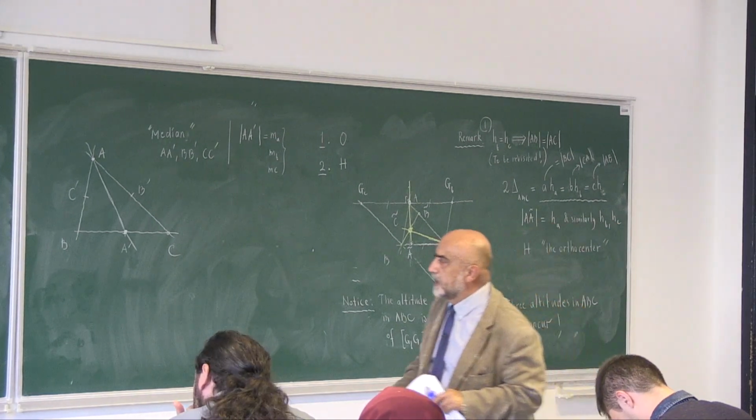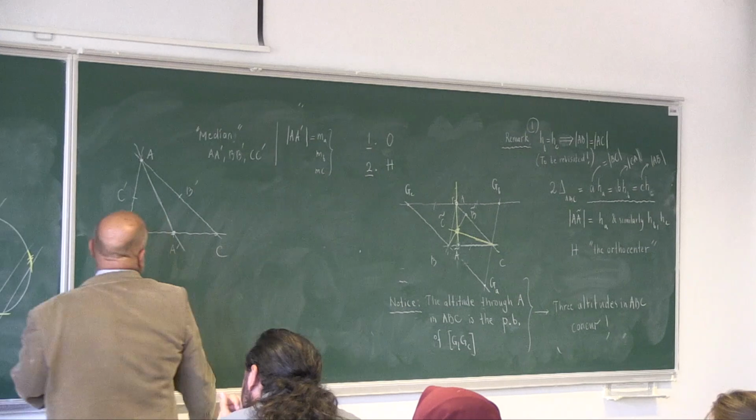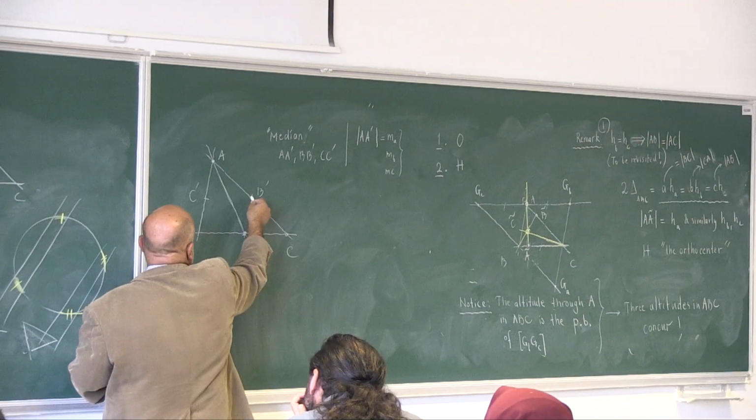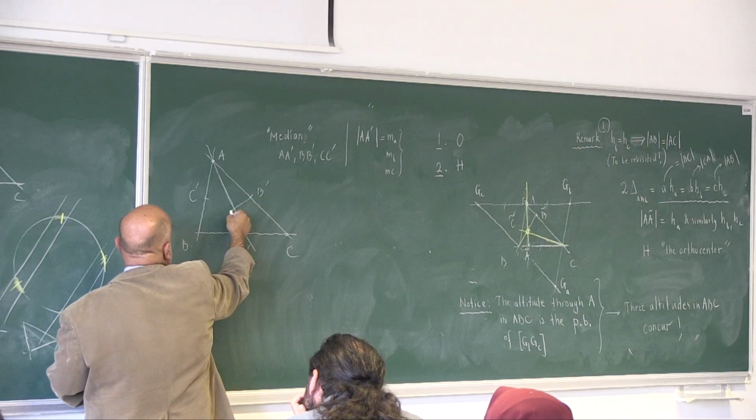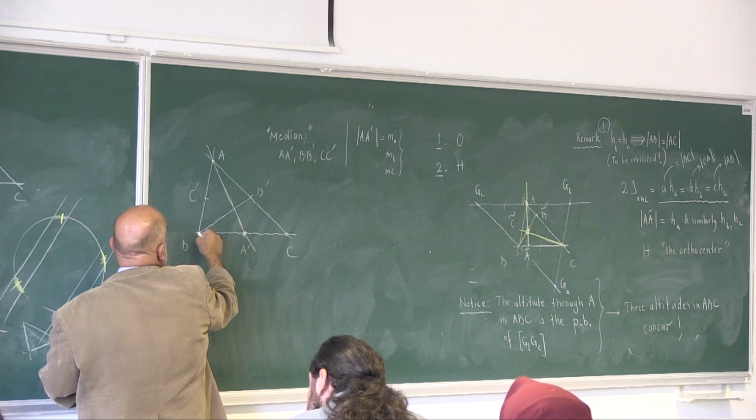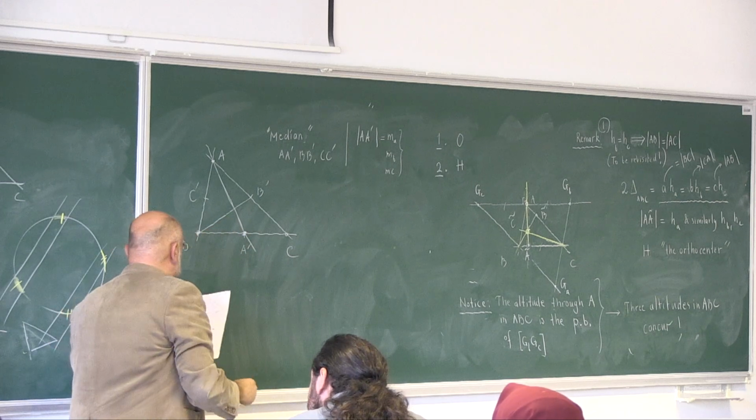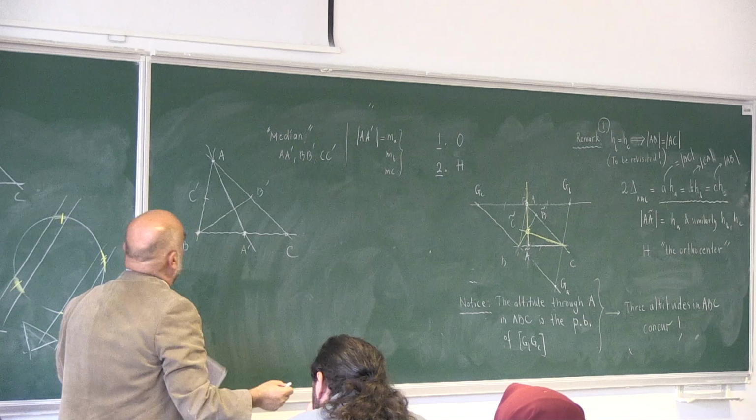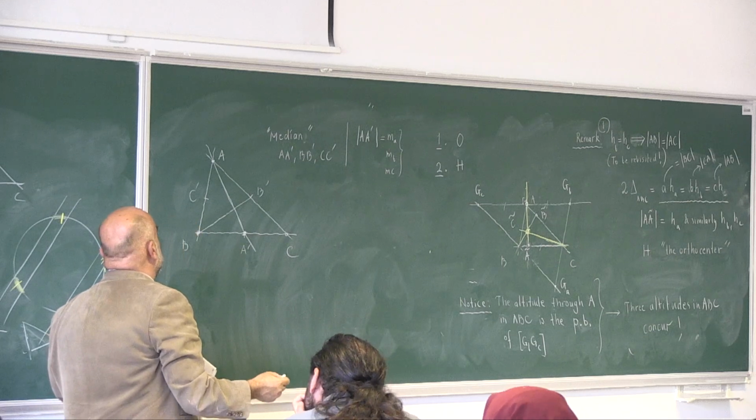Okay, and now let me get back. Okay, so let me take AA prime and BB prime, and they intersect in a point. Good. Well, what about it?